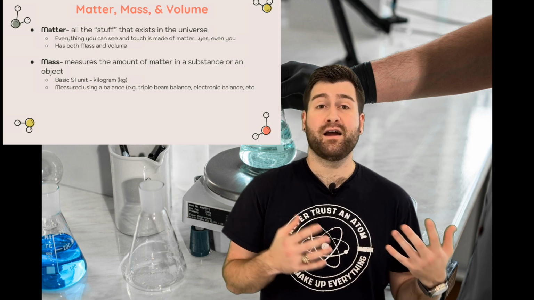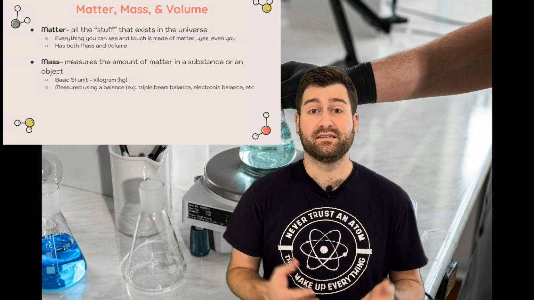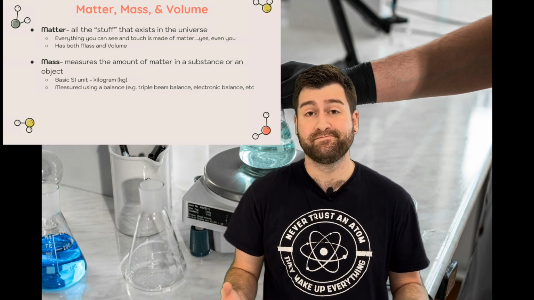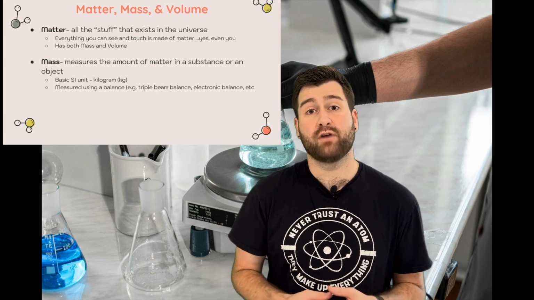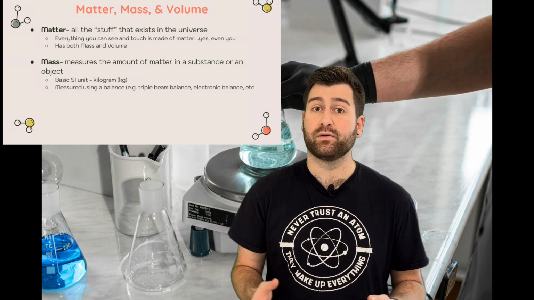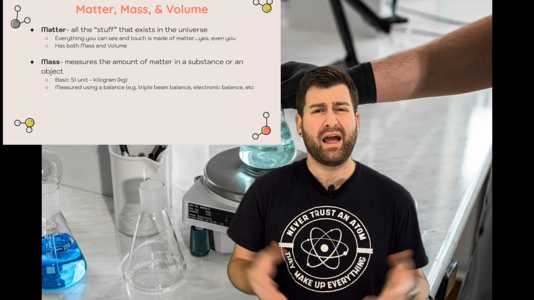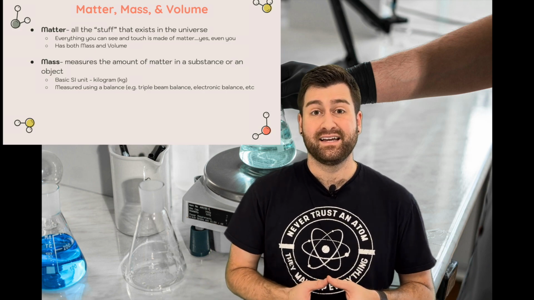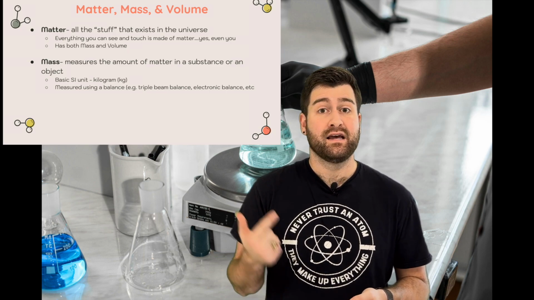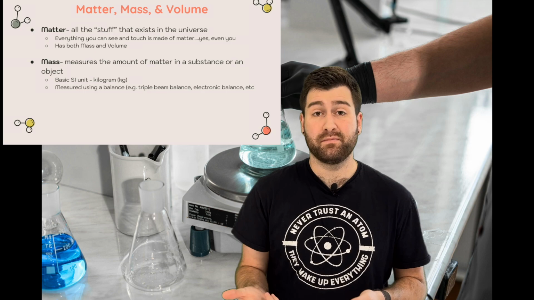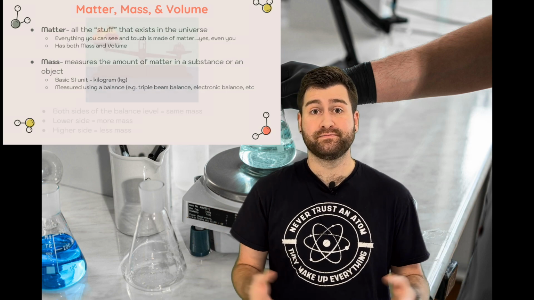Anyways, remember how we talked about scientific units in the scientific method and SI units episode? The basic SI unit for mass is the kilogram, which is represented with lowercase k, lowercase g. So how is matter measured? It's measured using a balance. These can be triple beam balances, electronic balances, mechanical balances, as well as others.